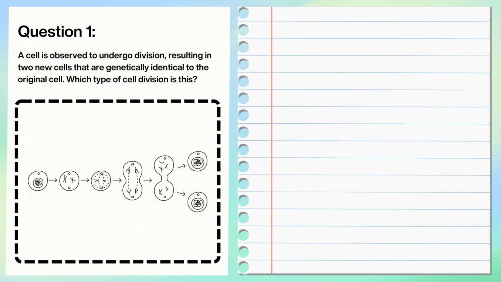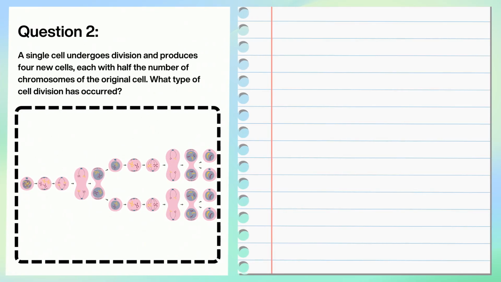Let's work through some questions to consolidate our knowledge on meiosis and mitosis. Question 1 states, a cell is observed to undergo division, resulting in two new cells that are genetically identical to the original cell. Which type of cell division is this? As the end result are two new cells that are genetically identical, the type of cell division observed is mitosis.